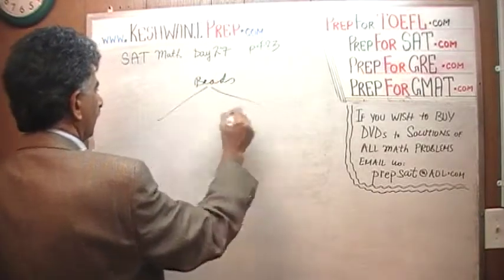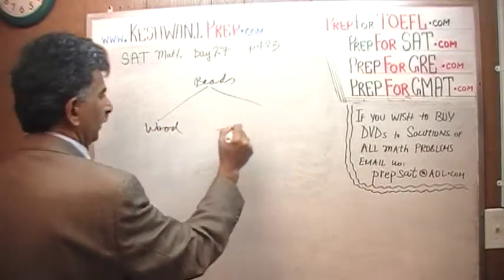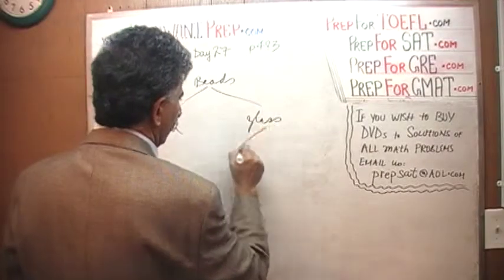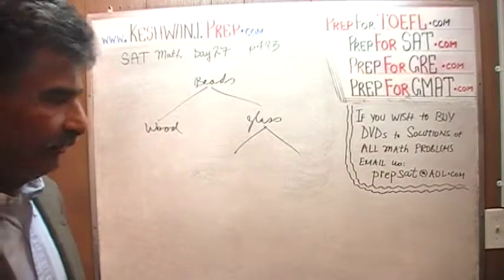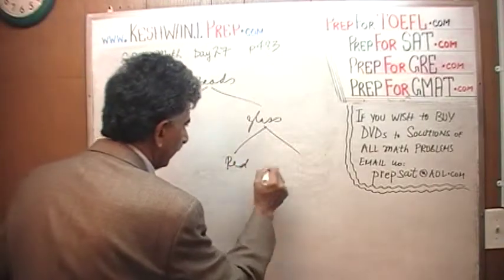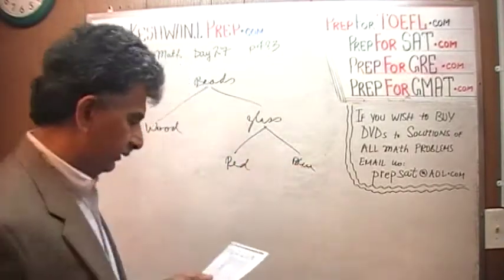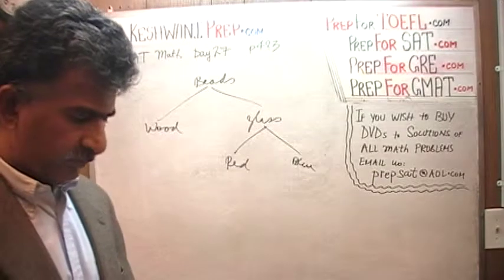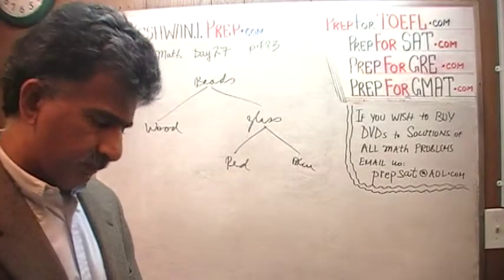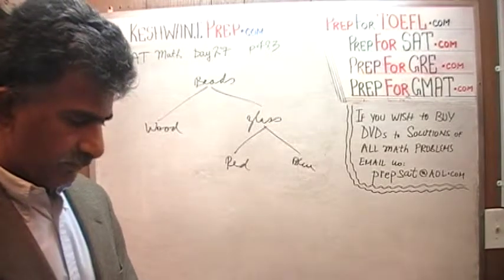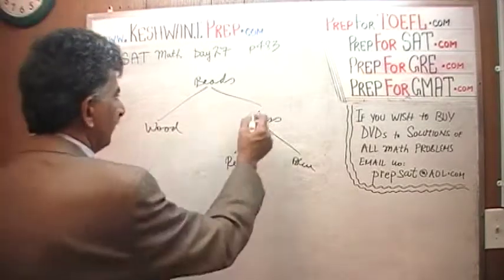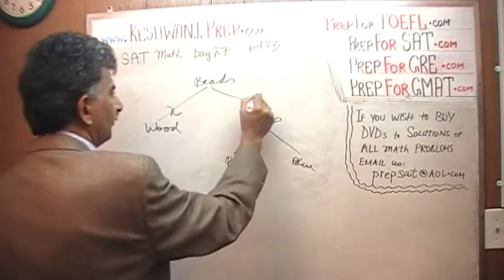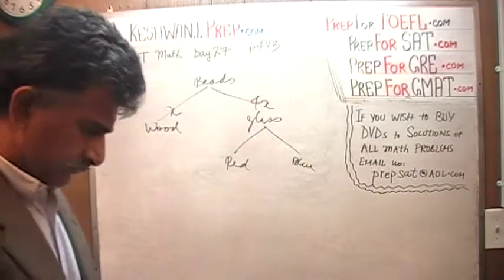Beads. We have wood and we have glass. And then they go on and break the glass beads into 2 kinds, red and blue. Now let's read the problem. A box contains wood beads and red glass beads and blue glass beads. Alright, the number of glass beads is 4 times the number of wood beads. So if this guy is x, this is 4x. That's what they're telling us.